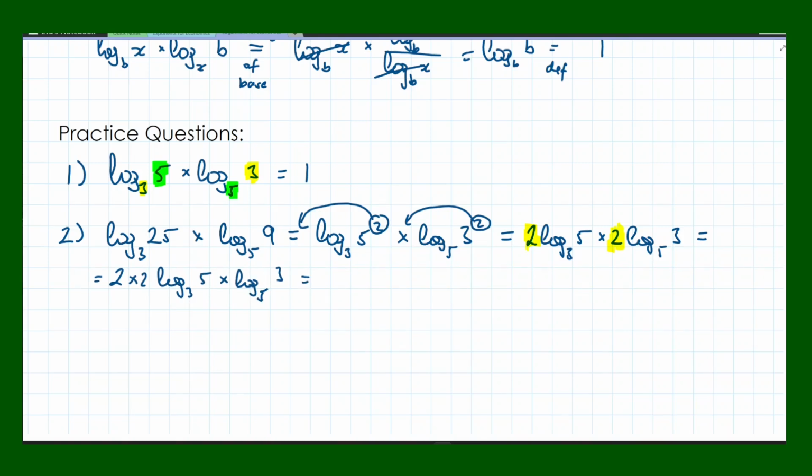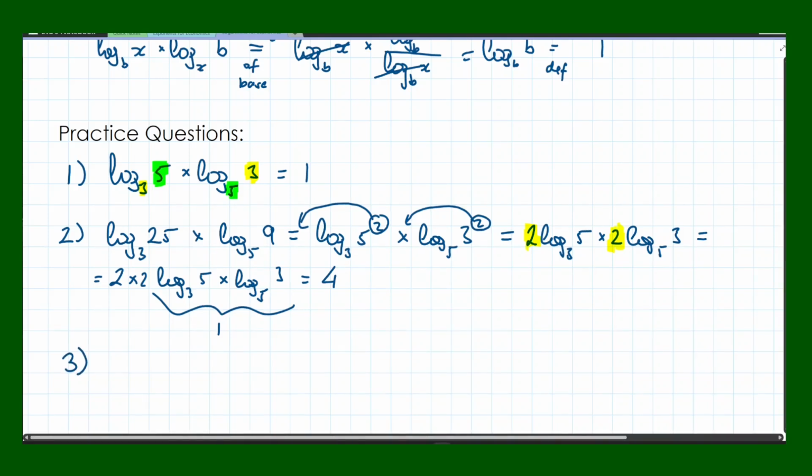And now, in this term, this is just our rule. So this whole thing can be replaced by 1, because remember, the base of the first log now is the argument of the second log, and the argument of the first log is the base of the second log. So this whole expression is just equal to 4. What a cheeky little number 4, hiding behind these complicated looking logs.